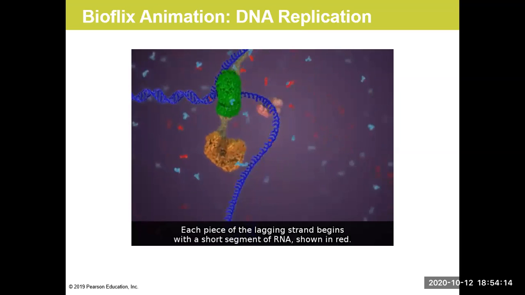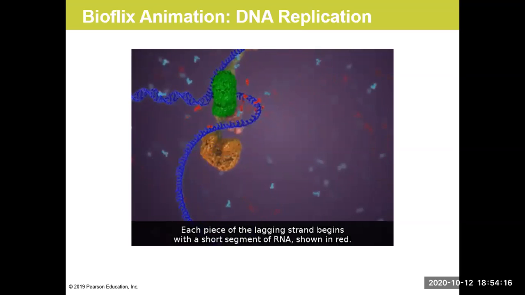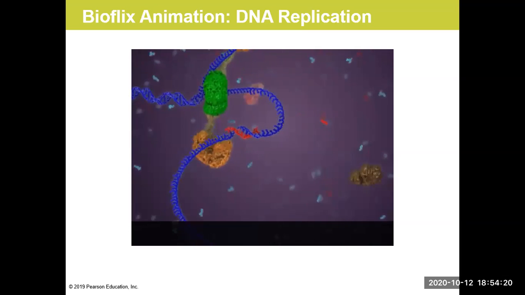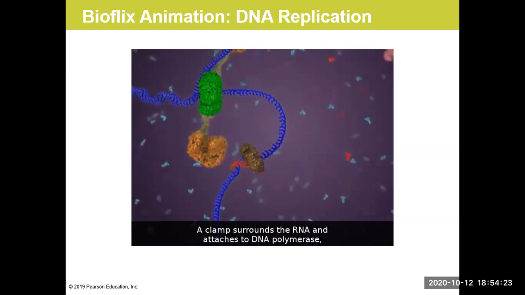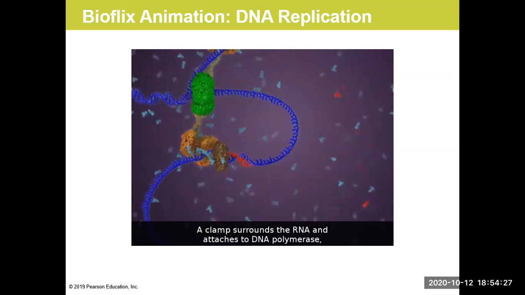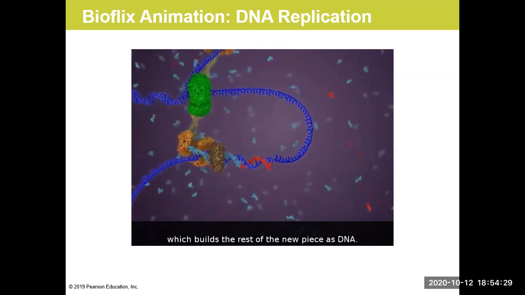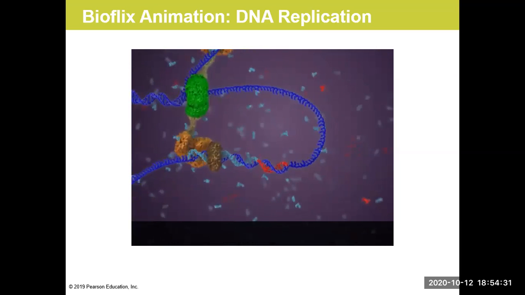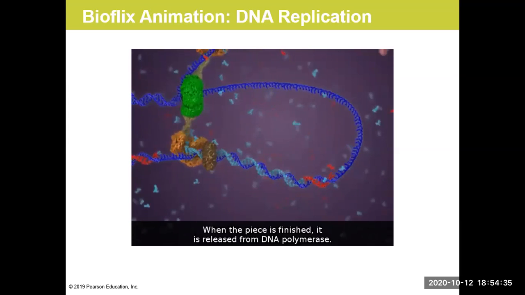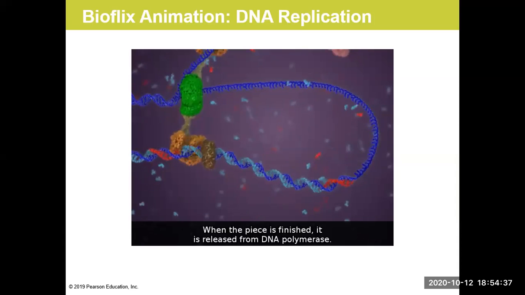Each piece of the lagging strand begins with a short segment of RNA, shown in red. A clamp surrounds the RNA and attaches to DNA polymerase, which builds the rest of the new piece as DNA. When the piece is finished, it is released from DNA polymerase.